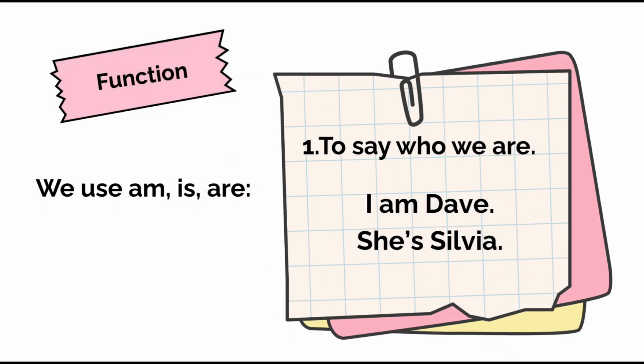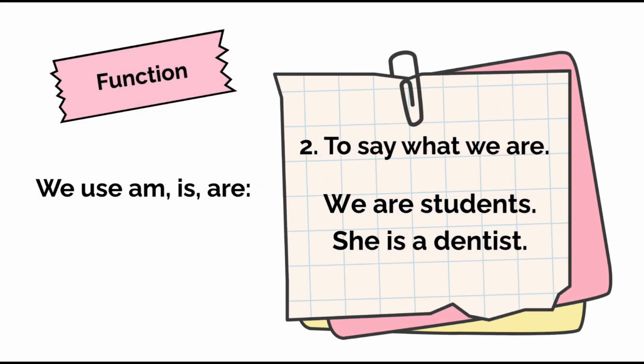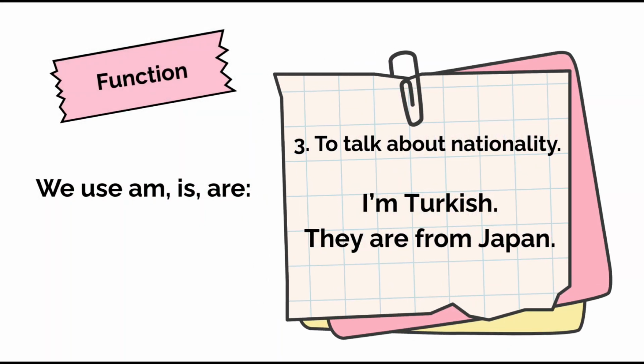First, we use the verb to be to say who we are. For example, I am Dave. She's Sylvia. We also use the verb to be to say what we are, especially with professions. For example, we are students. She is a dentist. We use the verb to be to talk about nationalities.